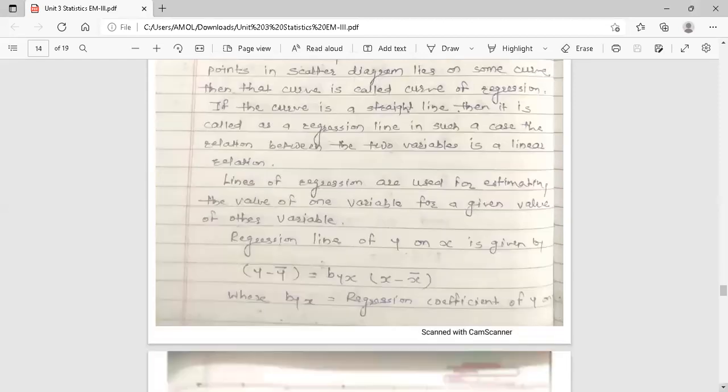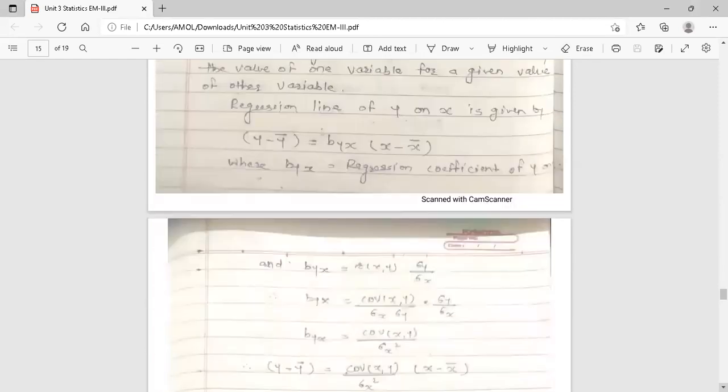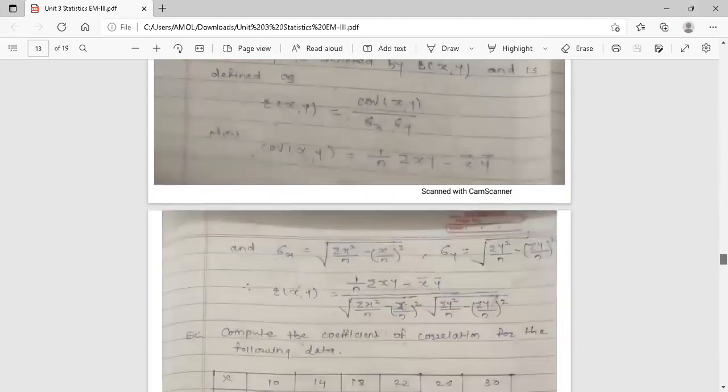Its value is byx is equal to r of xy, which means the coefficient of correlation between x and y, into sigma y upon sigma x. This is the formula to find byx. Sigma y is the standard deviation of y, sigma x is the standard deviation of x. Now you know the coefficient of correlation formula, r of xy. In the last lecture we have discussed the coefficient of correlation formula.